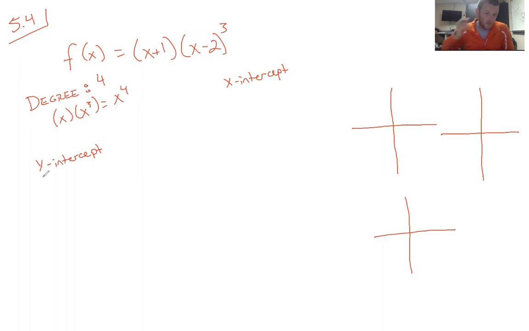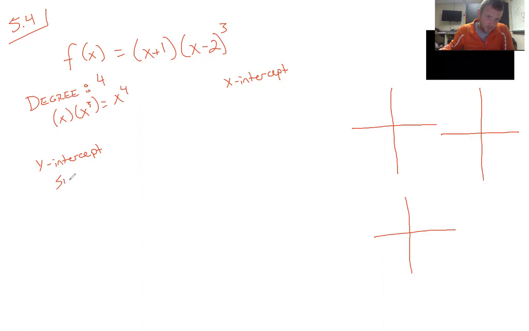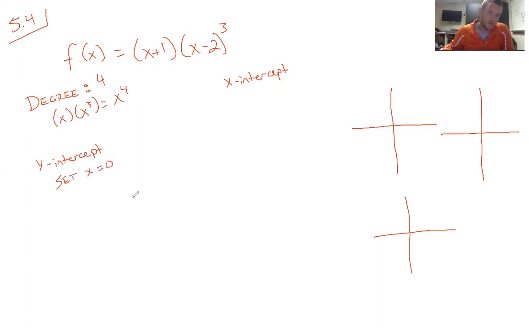Now, the next thing they're going to ask for is the y-intercept. So anytime you see y-intercept, you're going to set x equals 0 and solve. So if x equals 0, I'm going to get y is equal to 0 plus 1 times 0 minus 2 cubed, which is the same thing as 1 times negative 2 cubed, which is equal to negative 8. So my y-intercept is going to be 0, negative 8.